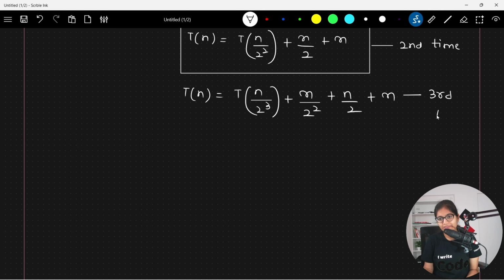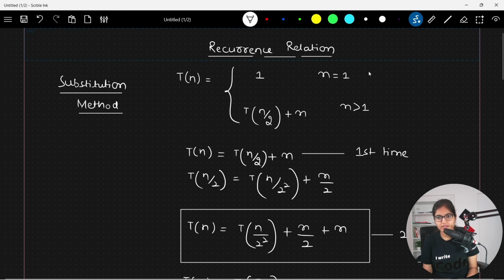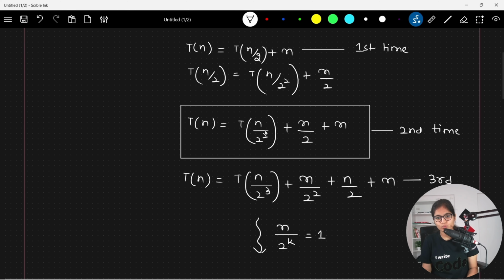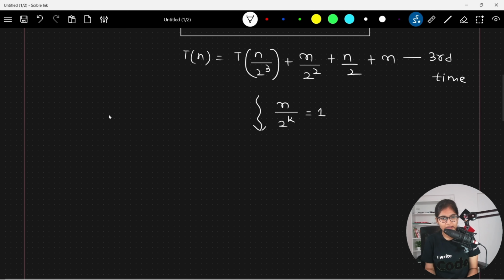Now again the same question I can ask you: how many times do we divide by 2, again and again? It means at what point of time n/2^k is equal to 1, because 1 is the base case condition in our question. This is the base case condition, right? If this is the base case condition, then this is what we can write here. Now here if you see, n is equal to 2^k.